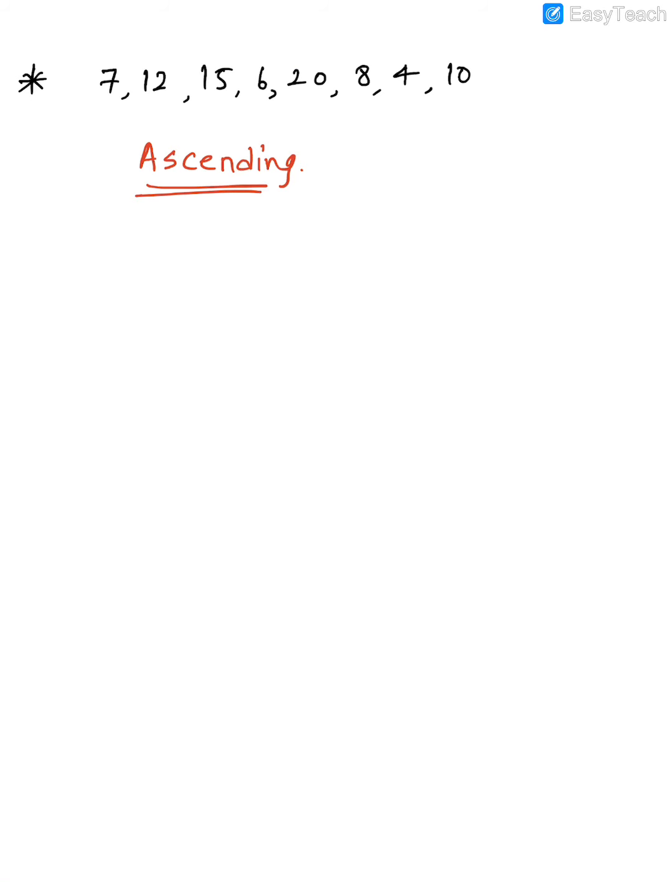Let's start. The first smallest number is 4. Then there is 6. Then there is 7. Then we've got 8. Then 9 is not there. We've got 10. 11 is missing. 12. Then we've got 15 and then 20. Let's check the number of observations now. 1, 2, 3, 4, 5, 6, 7, 8. Correct. So we've got 8 observations out here.